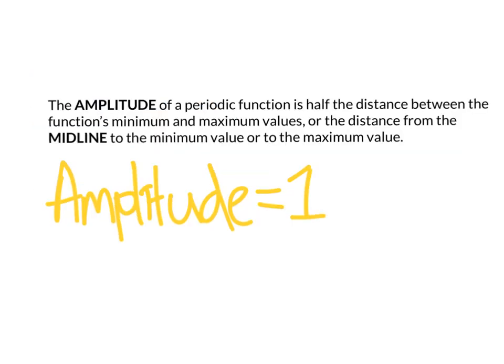Finally, we have the amplitude of a periodic function, which is half the distance between the function's minimum and maximum values, which can also be seen since midline is halfway between the minimum and maximum values. It will be the distance from the midline to the minimum value or the midline to the maximum value, with the amplitude of the y equals sine of x and y equals cosine of x graphs being 1. And that is all you need to know for graphing sine and cosine functions.